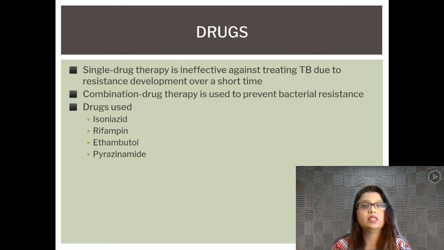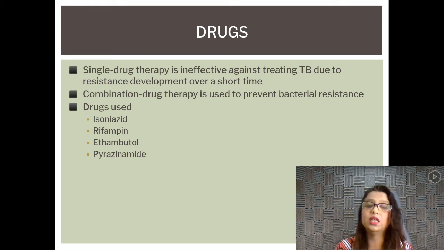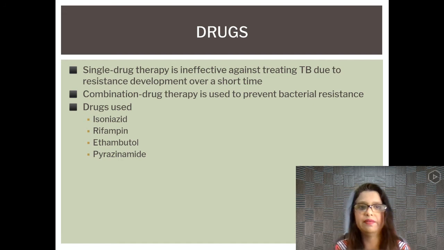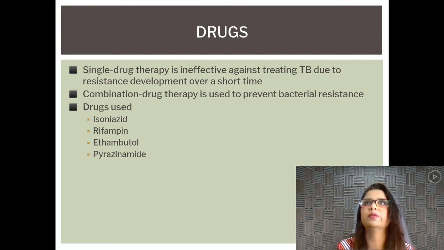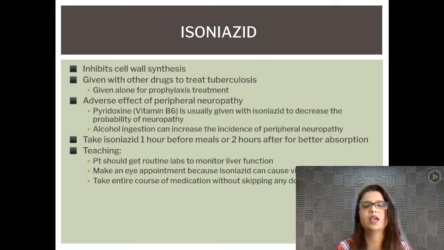What are the medications? There are certain medications for TB. The drugs used to treat tuberculosis are isoniazid, rifampicin, ethambutol, pyrazinamide. Another one is streptomycin. So that's 5: isoniazid, rifampicin, ethambutol, pyrazinamide, streptomycin. Try to memorize them, okay? Isoniazid. Now, what does it do? It's also called INH.